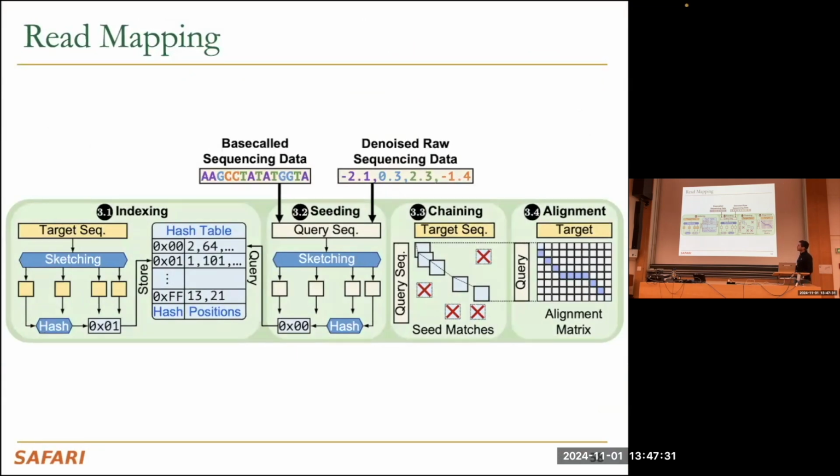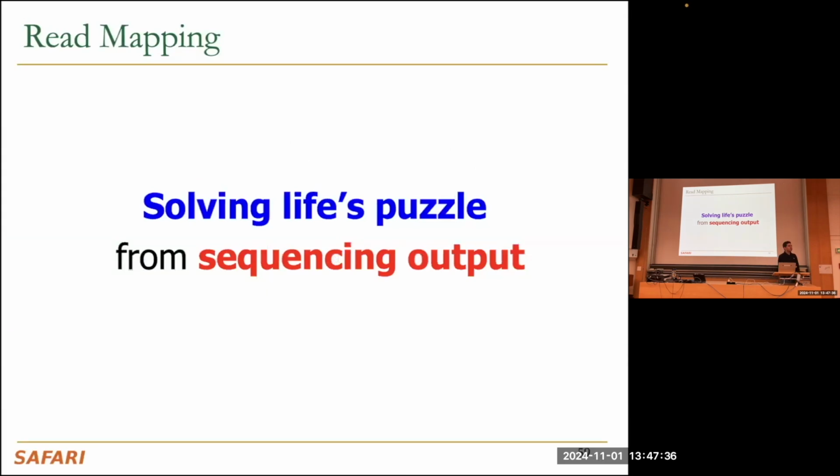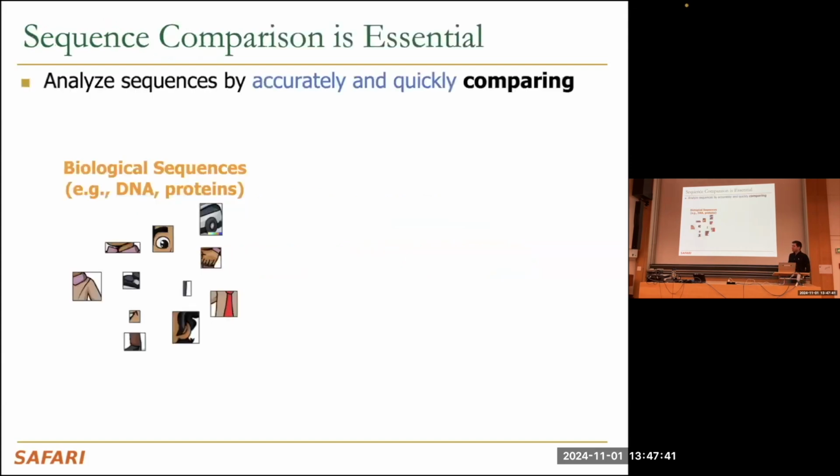So we do this in a step that is called read mapping. Mainly, the aim of read mapping is to solve life's puzzle from the sequencing output. And we do this by comparing the sequences to each other in a practical way. And we need to do this quickly and accurately because otherwise it would not be practical given the large space of genomic data. So I like to use the puzzle analogy over here. So assume that your biological sequences, your reads, your DNA are maybe the pieces of a puzzle, right?